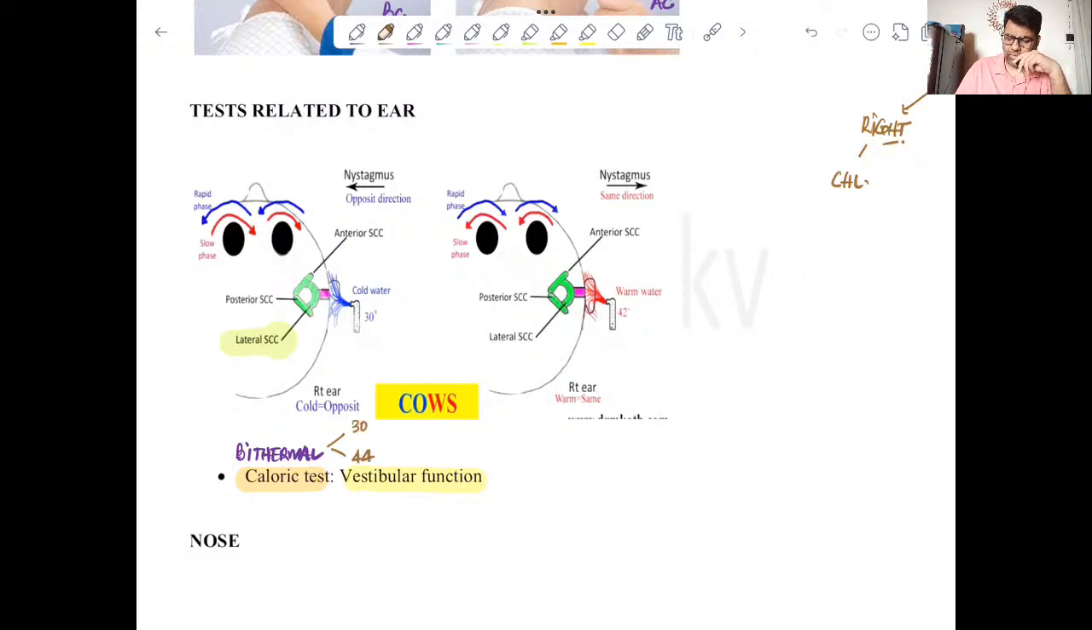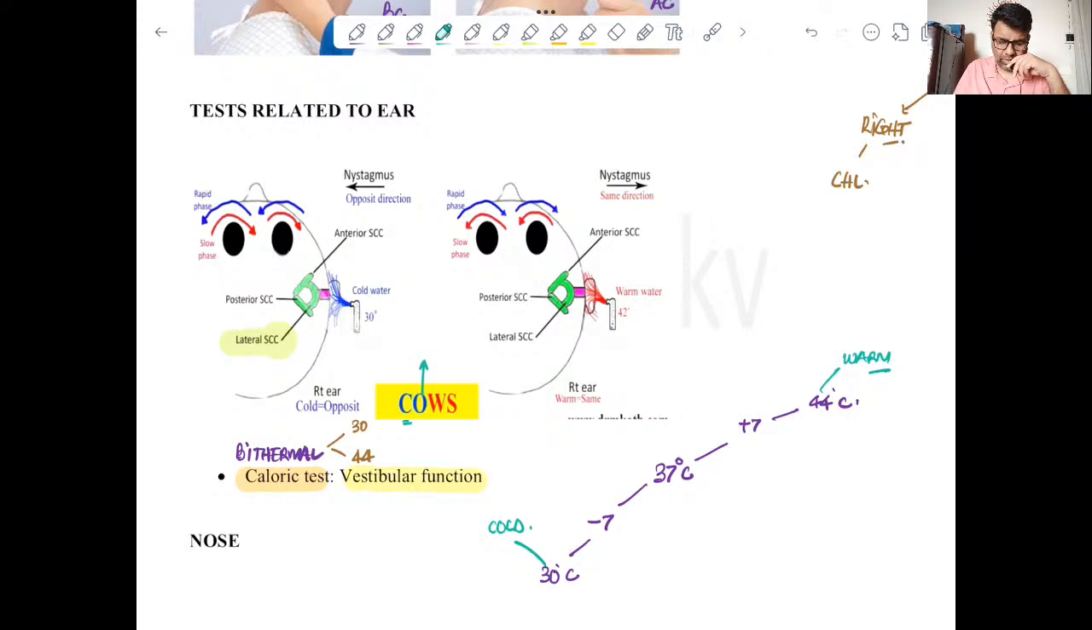So what we need to do, like room temperature is 37, so minus 7 and plus 7. Clear? So that will give you 44 and this will give you 30. Clear? So this is how we check this, and then we look for the nystagmus. If we are using cold water, the nystagmus should be on the opposite side. So suppose you are putting the water in the right ear, the nystagmus direction should be to the left ear, and this is warm water. If we put the warm water, the nystagmus should be on the same side. Clear? So this is the mnemonic COWS. I think most of you must already know this.